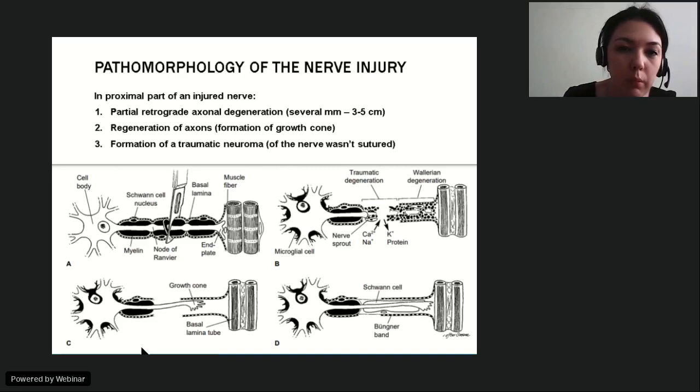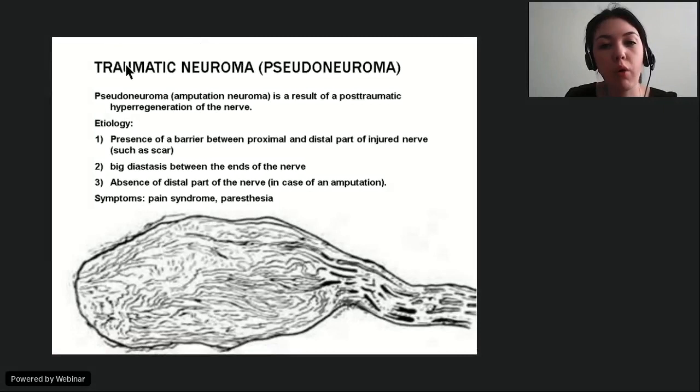So it is traumatic neuroma or pseudoneuroma. Because in oncology, in benign tumors, you will also find such a term, just neuroma. It is a benign tumor that consists of neurons. Here we deal with traumatic neuroma or pseudoneuroma, or amputation neuroma, the other name. It is a result of a post-traumatic hyper-regeneration of the nerve, but it is not a tumor, yes?